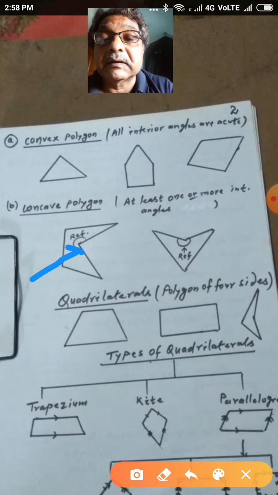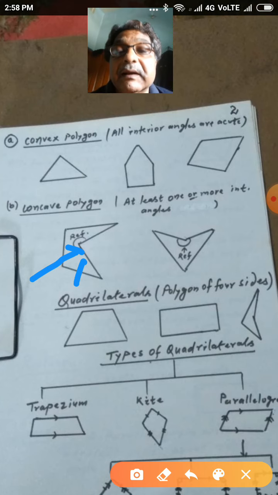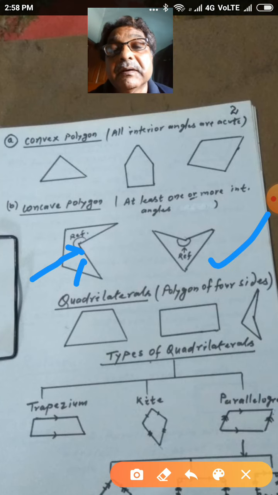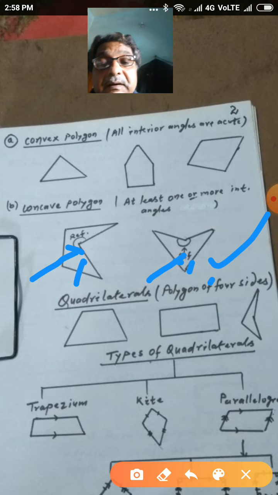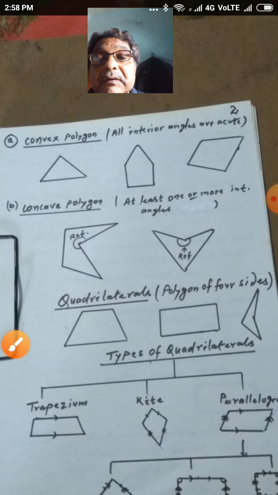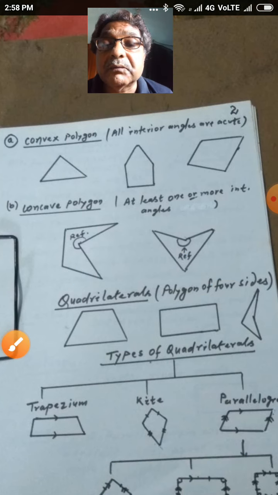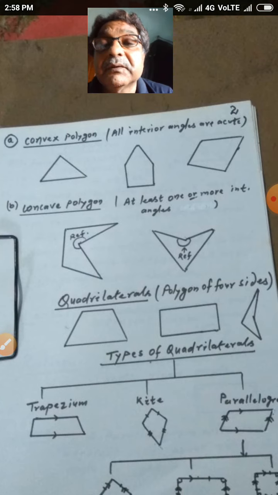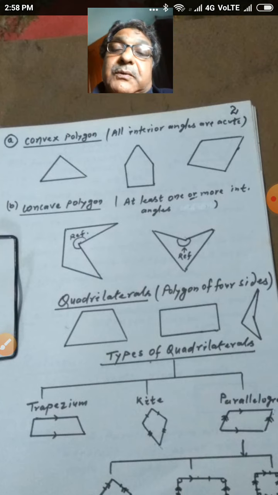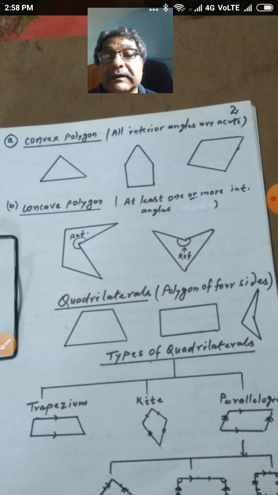and written there reflex. Similarly, in the second figure, you see it is actually a quadrilateral, a polygon of 4 sides, and one interior angle has been marked reflex. It means if the polygon has at least one reflex angle, then such polygons are known as concave polygons. 2 examples are taken here.